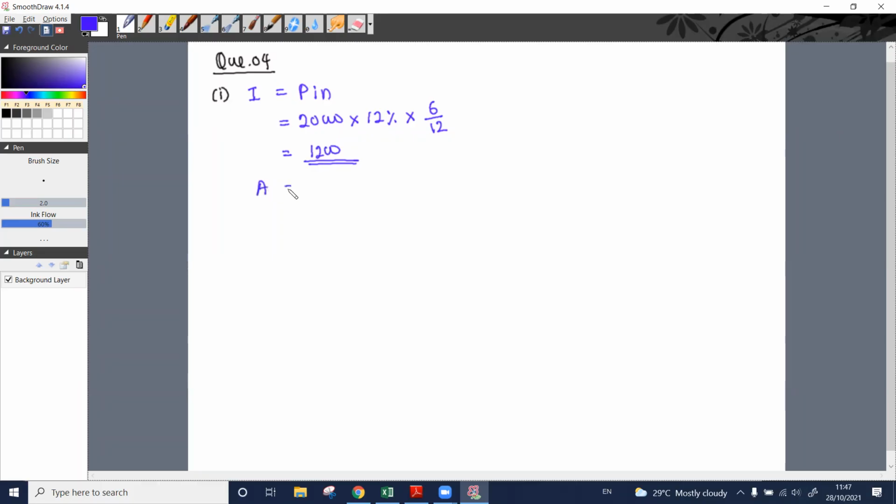And also we need to find the total amount as well. That is principal amount plus total interest. So it should be 20,000 plus 1,200, which is 21,200 rupees. Right. If you have found the total interest correctly, give 2 marks. And if you have found the total amount, give 2 marks.